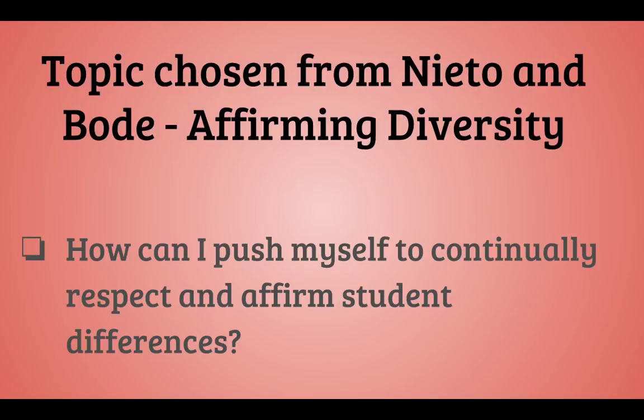There was a part in the textbook on page 167 that I really, really connected to because it was step by step. It gave me specific strategies that I could try to use and implement in my classroom. On page 167, there was a little half box where Nieto and Bode were asking, how can teachers continue to push themselves to respect and affirm student differences?